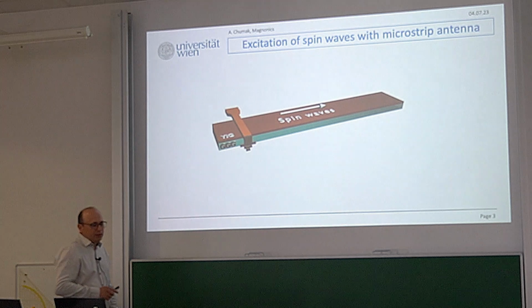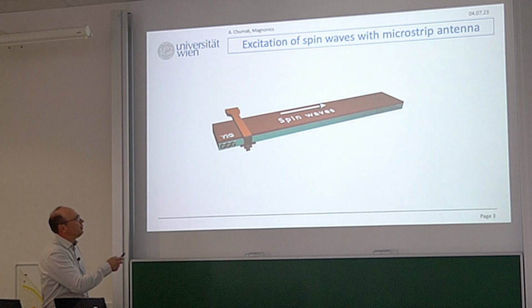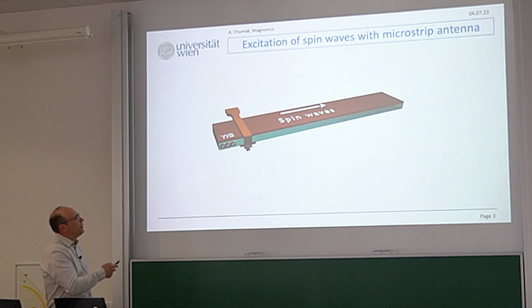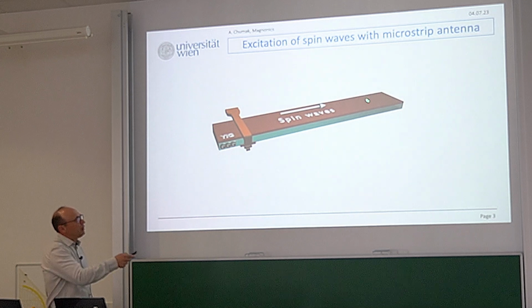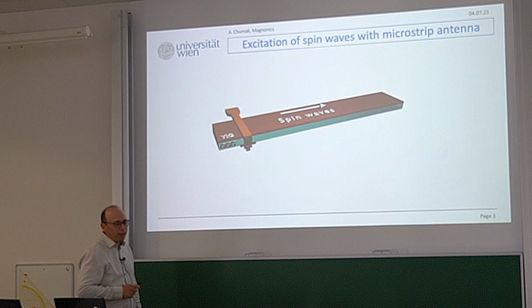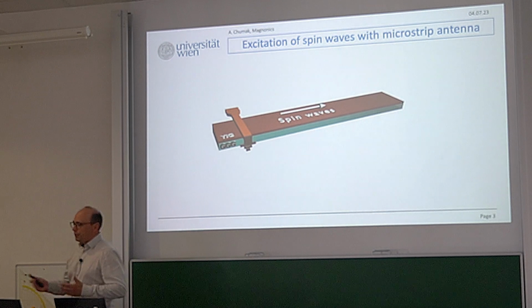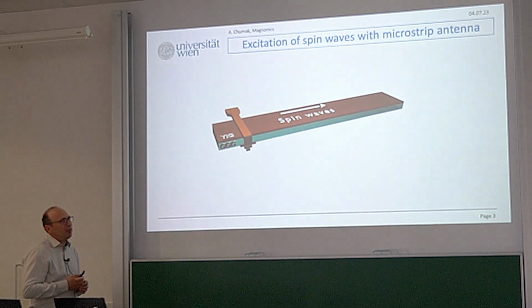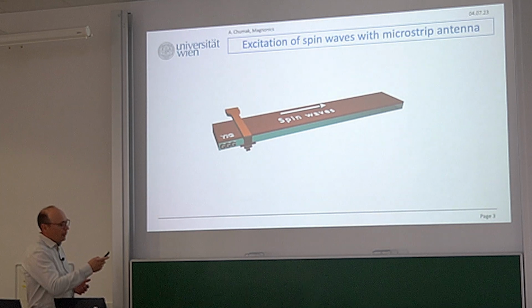What's the idea of this technology? In principle, it's very simple. You have a spin wave waveguide, here for example yttrium iron garnet placed on a GGG substrate, and you have one antenna to excite the spin wave and another antenna to detect it. You just measure transmission from one antenna to another as a function of frequency and for different magnetic fields, and you will get more or less all the information about spin waves which you need to know.